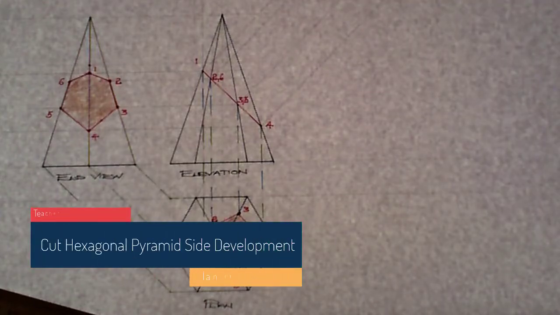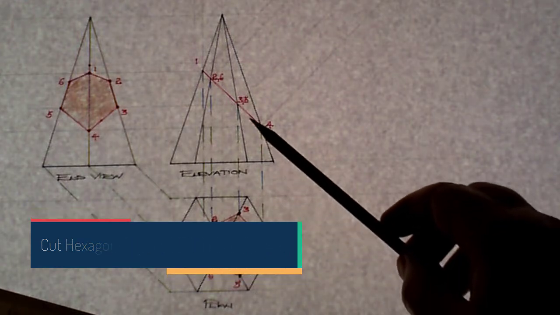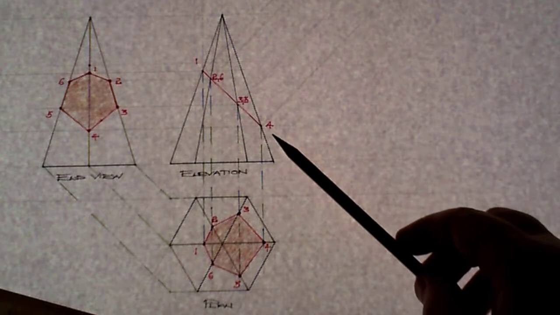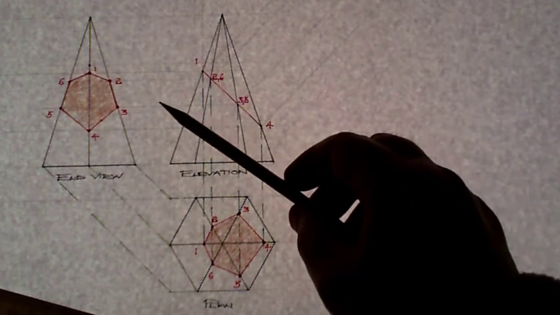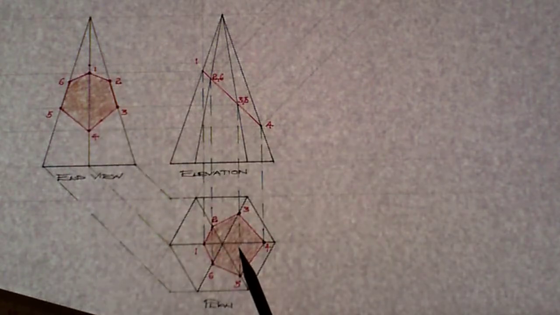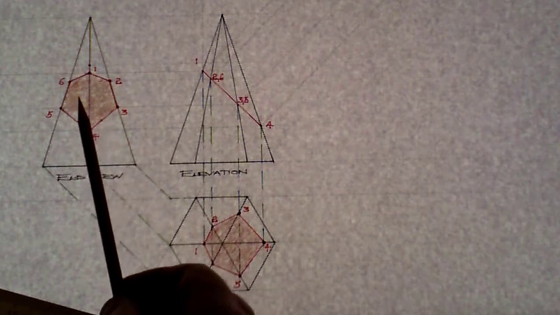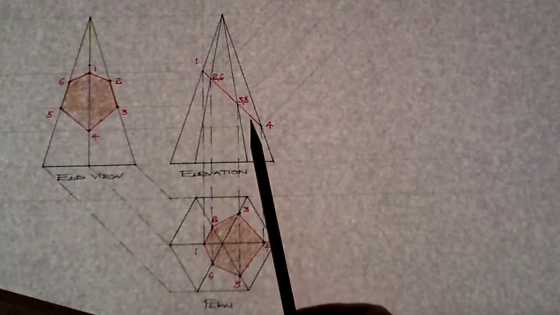Okay, so to continue on, I've shown how you can establish on the elevation by way of the cut on elevation at 45 degrees, and how it imposes itself on the end view and on the plan. Now, what I'm going to show you now is how to establish the true shape of this cut surface that's imposed on the end view and on the plan through this line here on the elevation.